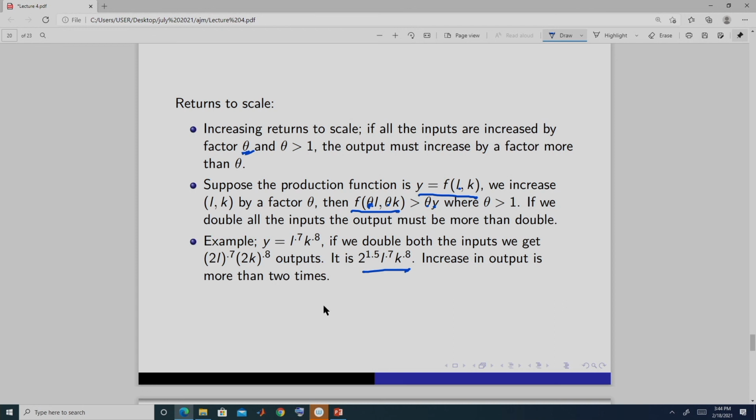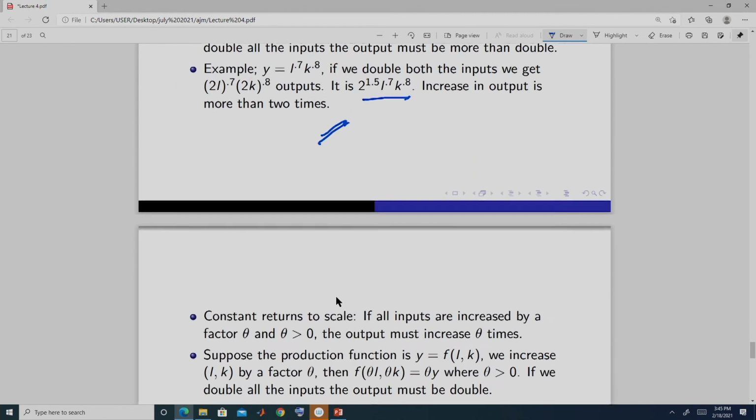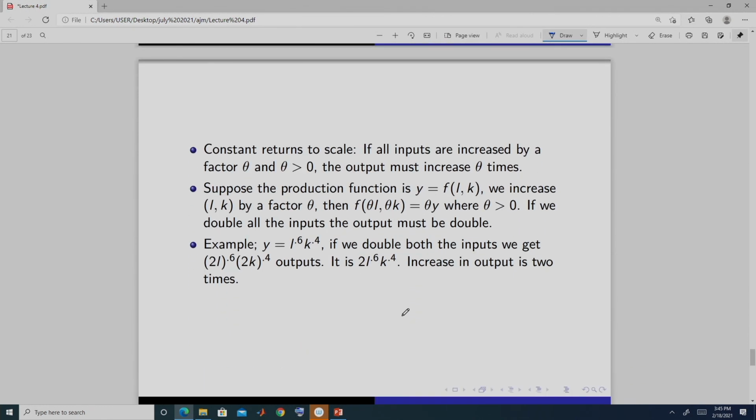So, when we have this kind of production function, we say it exhibits increasing returns to scale. That is, as we increase inputs, the output is going to be more than the multiple by which we have increased the inputs. So, this is an example of increasing returns to scale. Next, we have constant returns to scale.